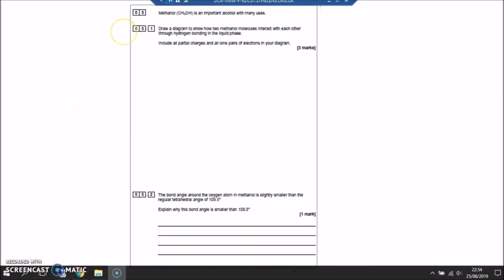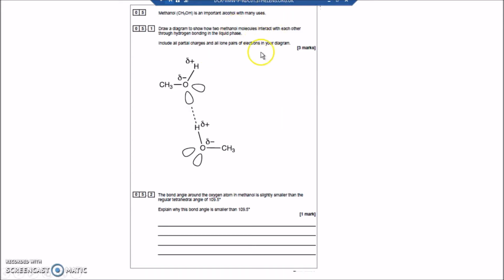Question 5. Methanol, CH3OH, is an alcohol with many uses. Draw a diagram to show how two methanol molecules interact with each other through hydrogen bonding in the liquid phase. Include all partial charges, that means delta pluses, and lone pairs of electrons on your diagram. So the first thing you've got to do is draw two methanol molecules, so CH3OH, CH3OH, that's your first bit.